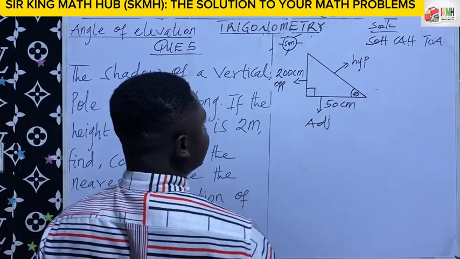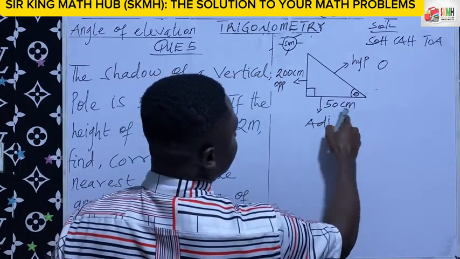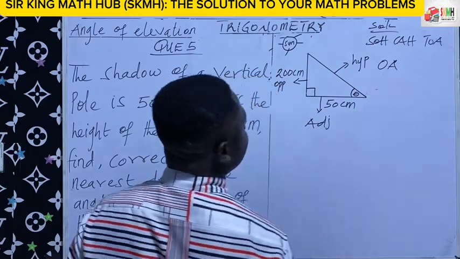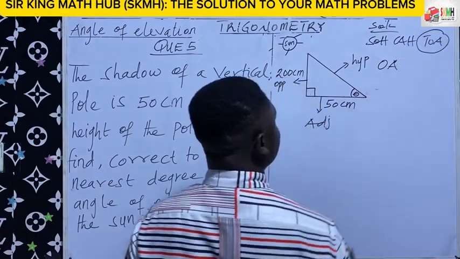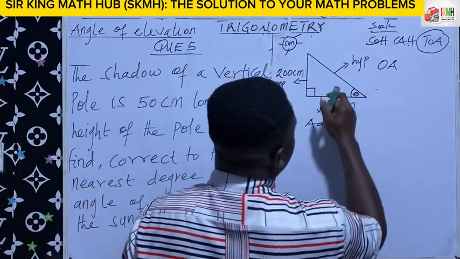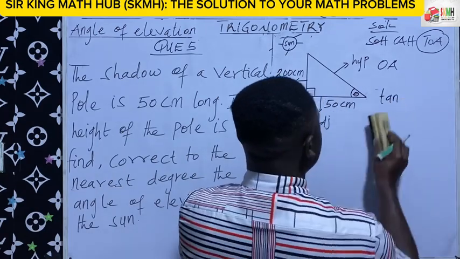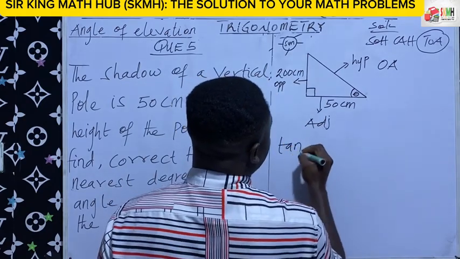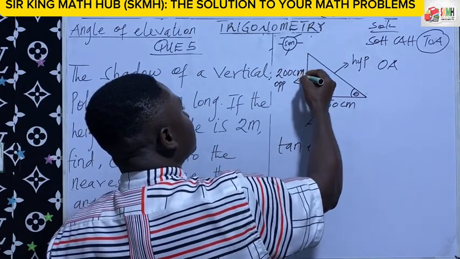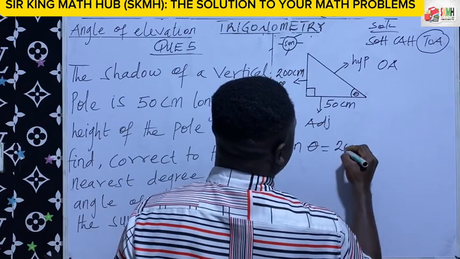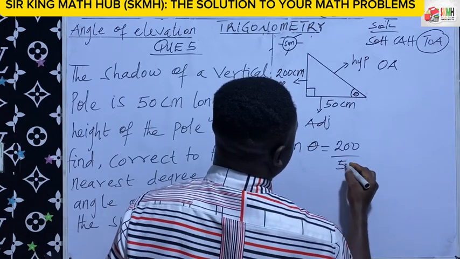Now from SOHCAHTOA, to calculate this angle, we have to consider the opposite, and the length here has been given, which represents the adjacent. Which of them has opposite and adjacent? That is TOA. It means that the tan of this angle is equal to the length of the opposite, in this case 200, divided by the length of the adjacent, which is 50 centimeters.